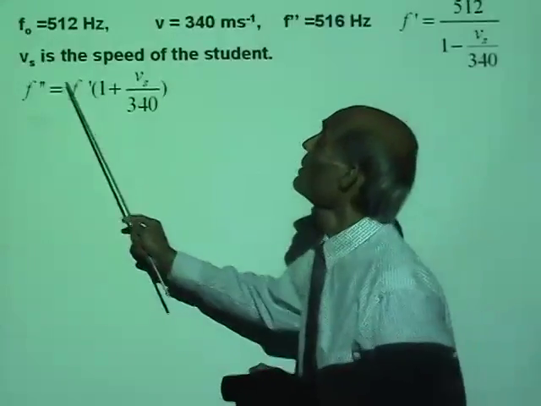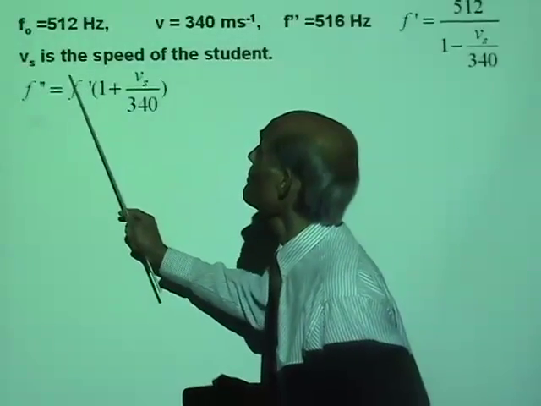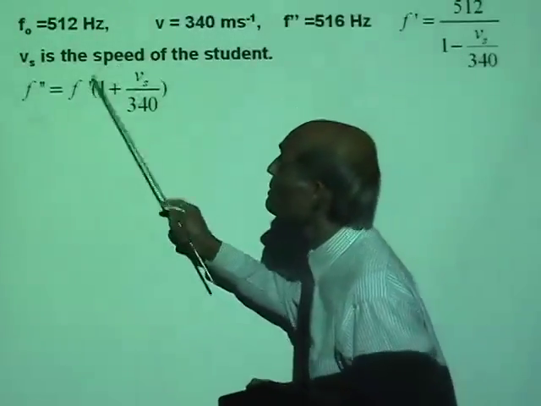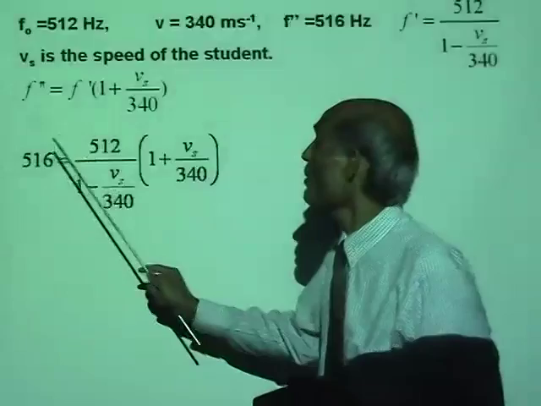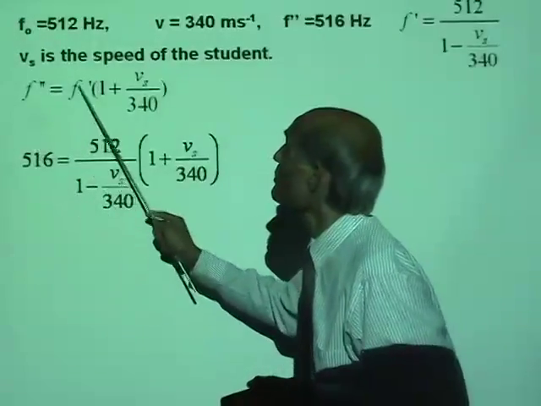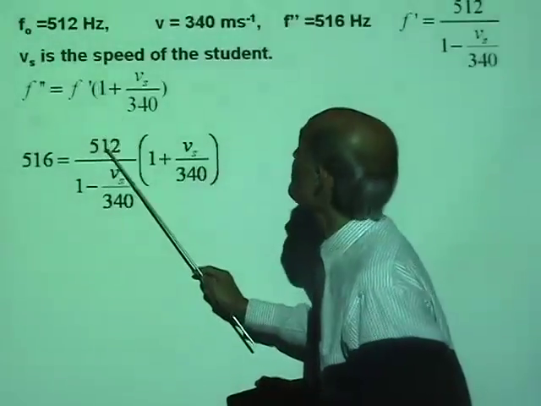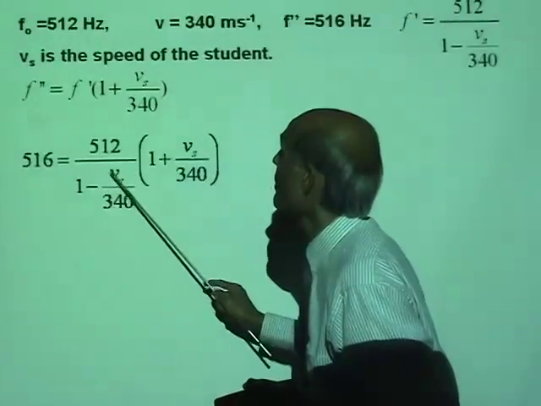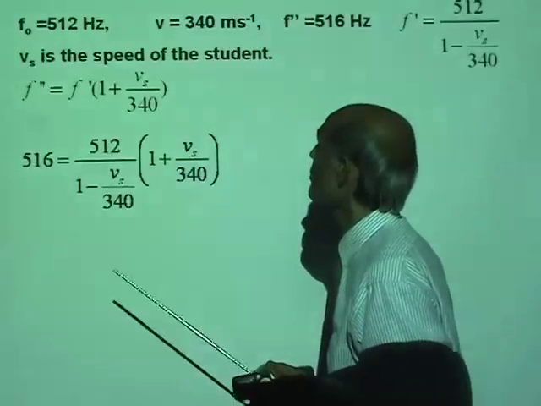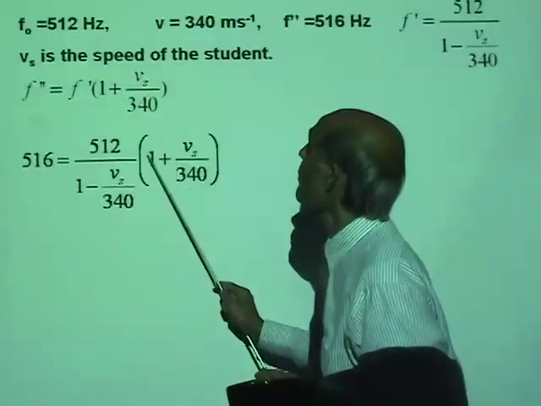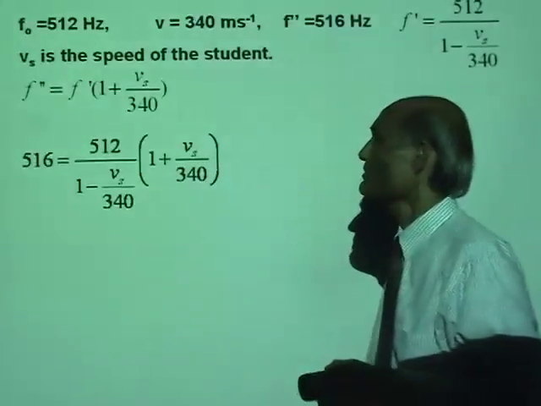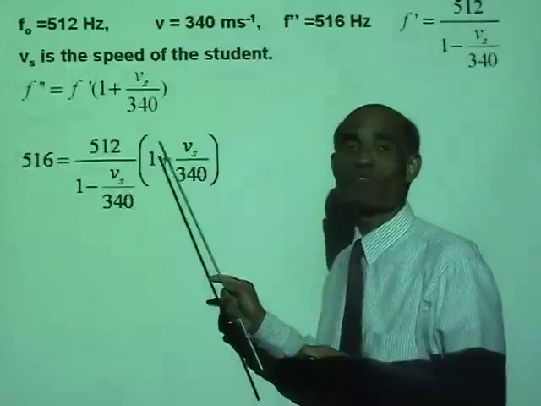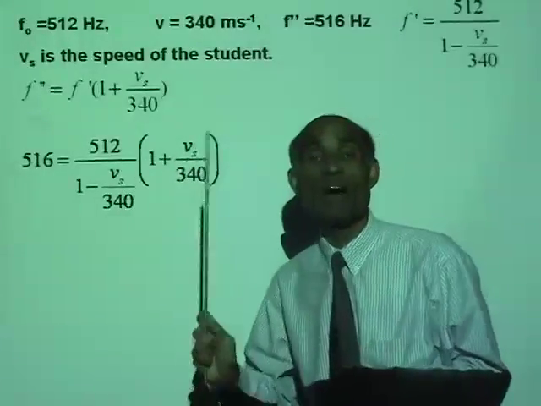What do we do now? We know our f double prime and we know f prime is that relation which we're going to replace there. So 516 equals, this f prime is replaced by this quantity, 512 divided by 1 minus Vs over 340 times this 1 plus Vs over 340. Alright, can you help me now solve for Vs? Vs is the only unknown quantity there.